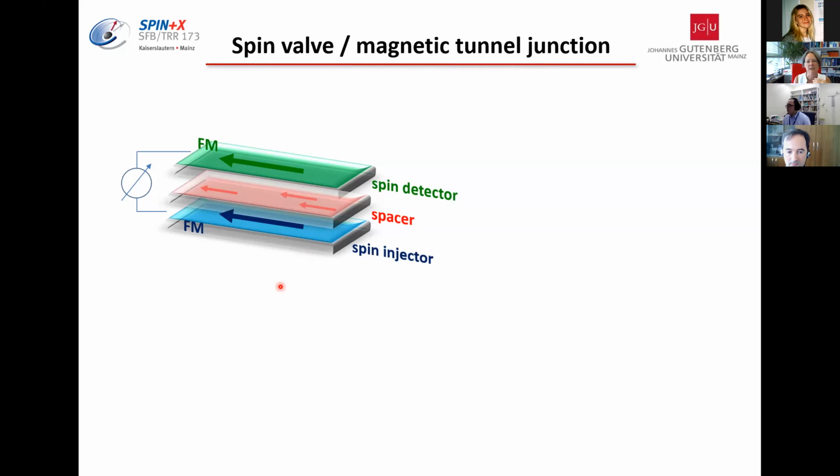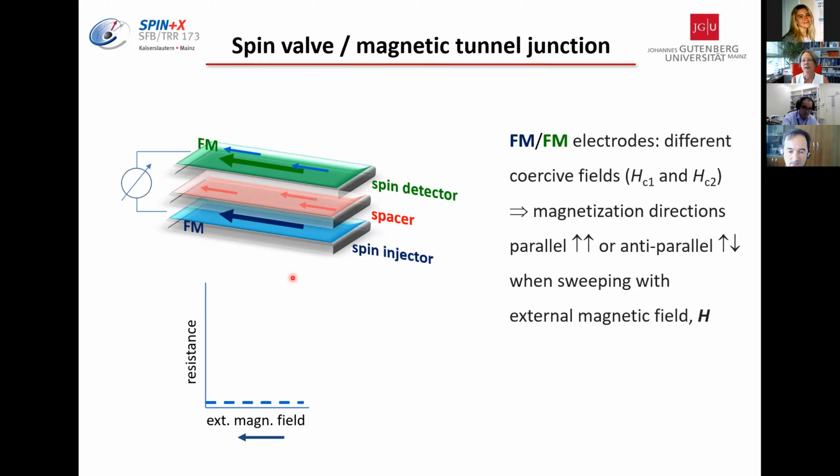And as long as we have a spin that is polarized by the spin injector, it passes very quickly through the spacer and arrives at the spin detector once the magnetic moments of the ferromagnetic layers are aligned parallel. Then we have, of course, a very small resistance that we measure. And one of the prerequisites to use this is that we have two ferromagnetic layers that have different coercive fields.